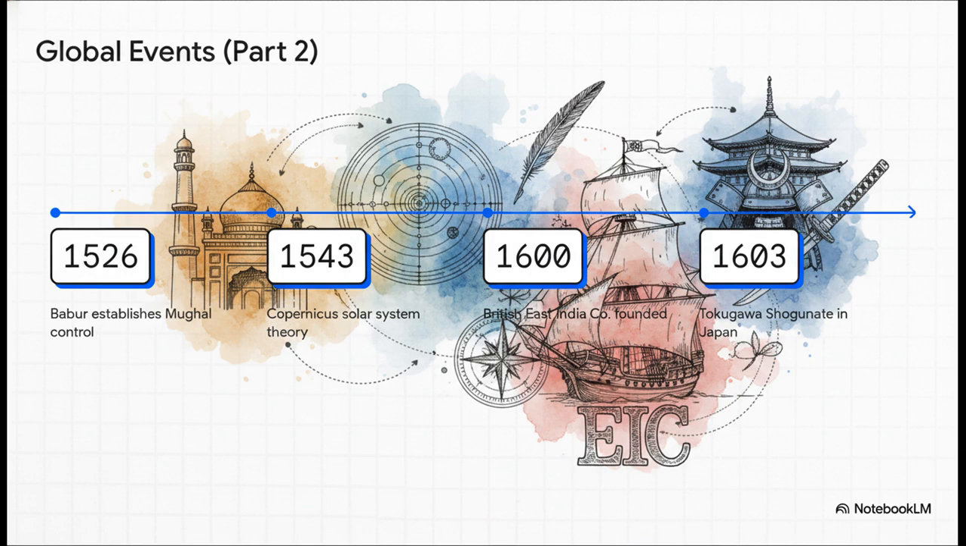This global momentum just accelerates into the 1500s and 1600s. It's truly awe-inspiring when you zoom out. Babur establishes the powerful Mughal Empire in North India. Meanwhile, there's an absolute explosion in scientific thought. I mean, Copernicus literally resets our entire understanding of the universe in 1543. And by the early 1600s, massive economic and political machines are born, like the British East India Company and the Tokugawa shogunate in Japan. The world is rapidly and intensely interlocking.